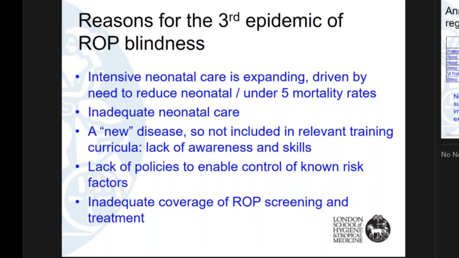Many countries lack the policies to enable control of known risk factors. For example, many delivery rooms do not have blenders, which means you can mix oxygen and air, and babies are either given just air or 100% oxygen, which can be very damaging to preterm babies. And also there is inadequate coverage of RoP screening and treatment.